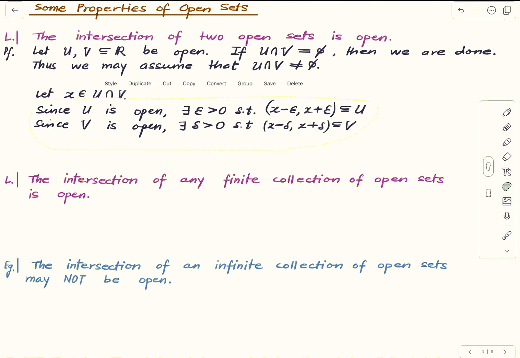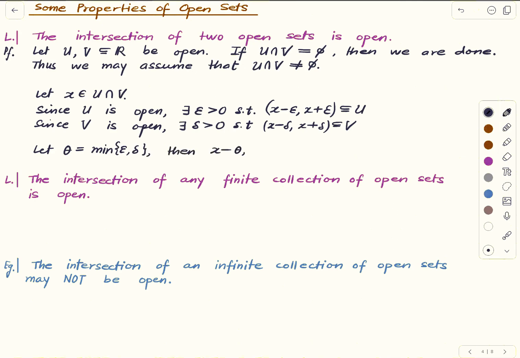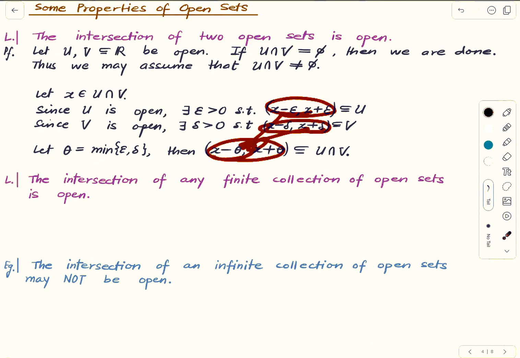Okay. And now if you take theta as the smaller of epsilon and delta, then we have that (x minus theta, x plus theta) is contained in the intersection. Why is that? Sorry about this, what is going on? Yeah, I hate Notability. So why is that? Because this is contained here and this is also contained there. And this in turn is contained here and this in turn is contained there. So this is contained in both of them and hence in the intersection.